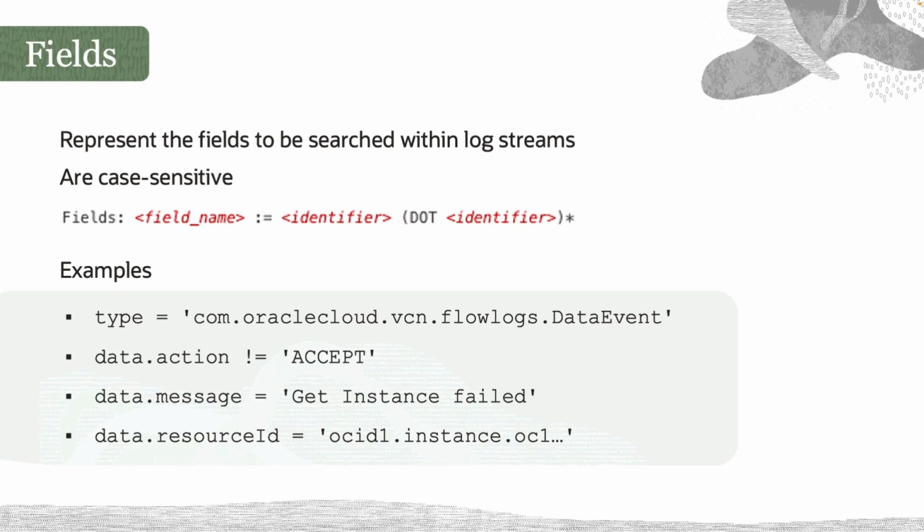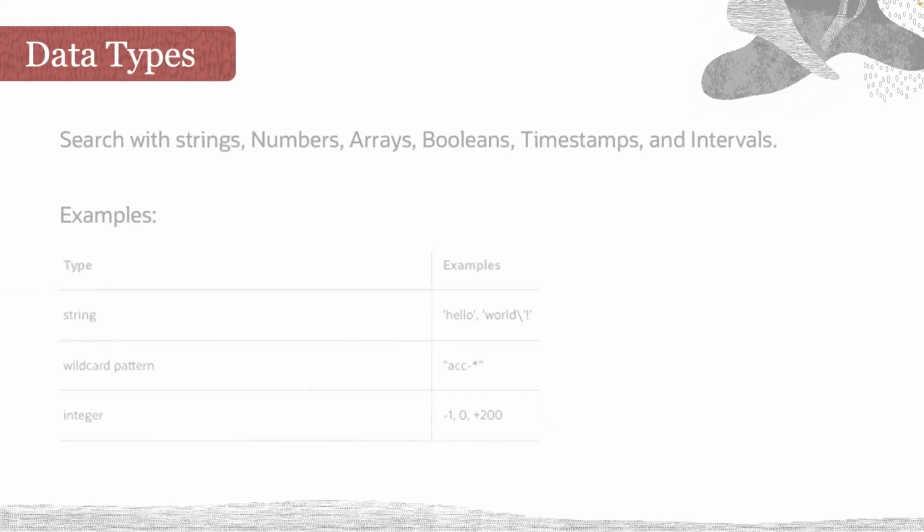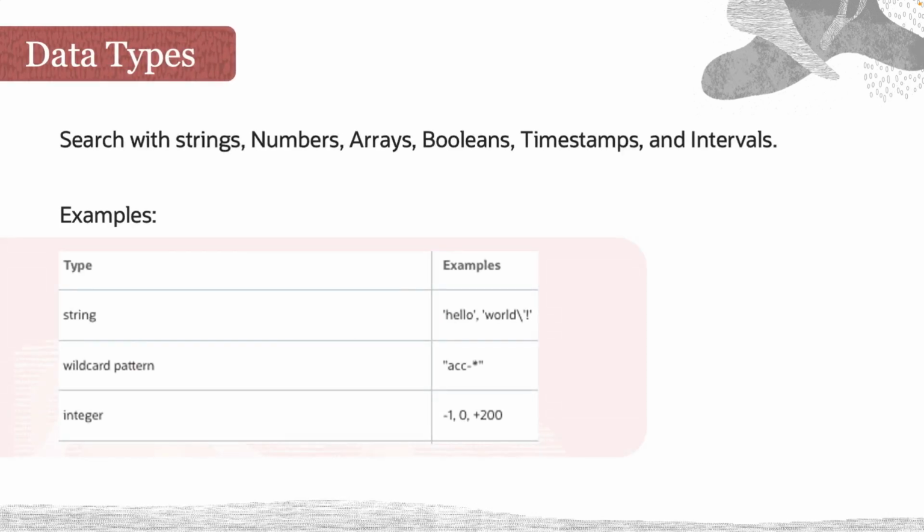Data.resource ID with the resource OCID will show all the logs for that specific resource. Data types are about searching with strings or numbers using arrays, booleans, timestamps, and intervals. You could search with a string. We saw that in our previous slide. We used the string except that was mentioned within single quotes. The single quotes would take the entire value just as it is.